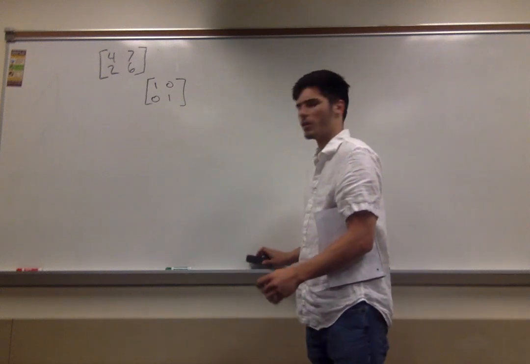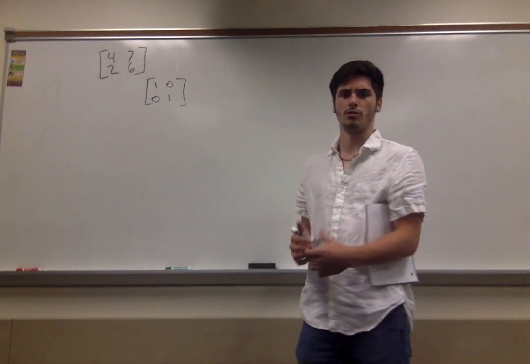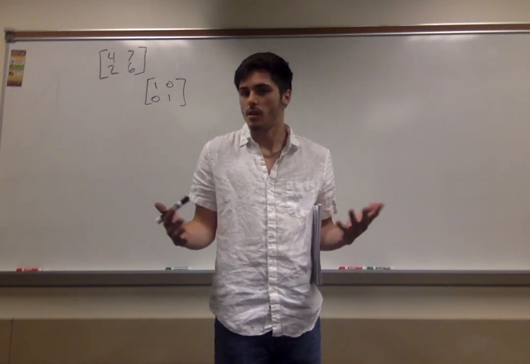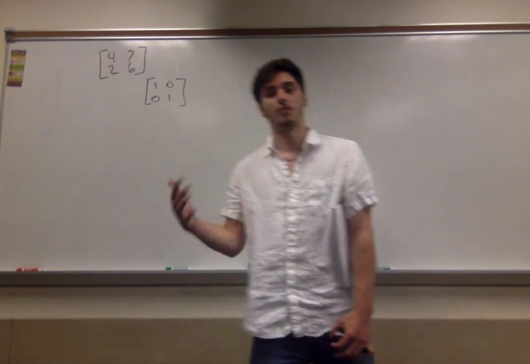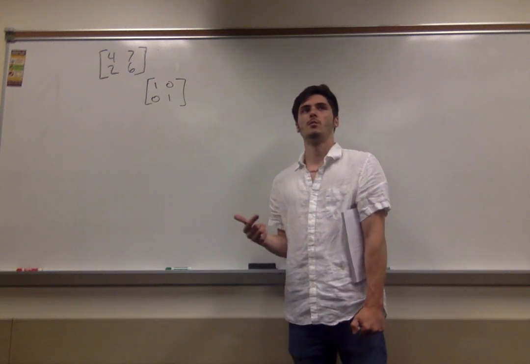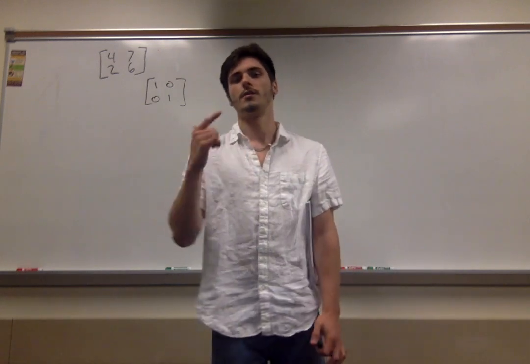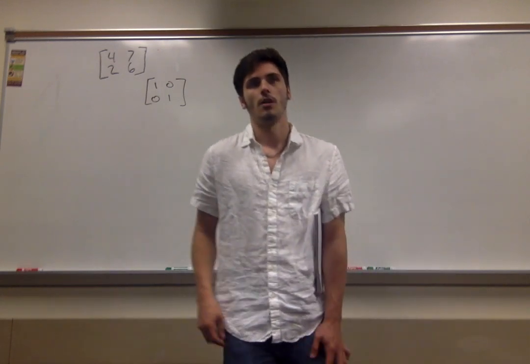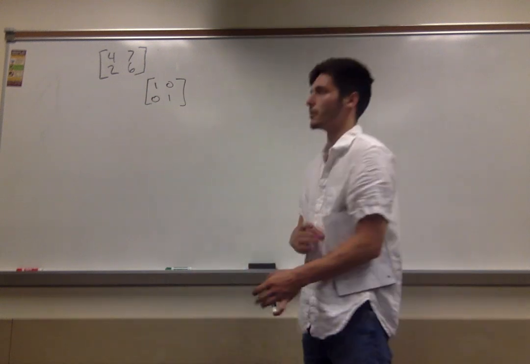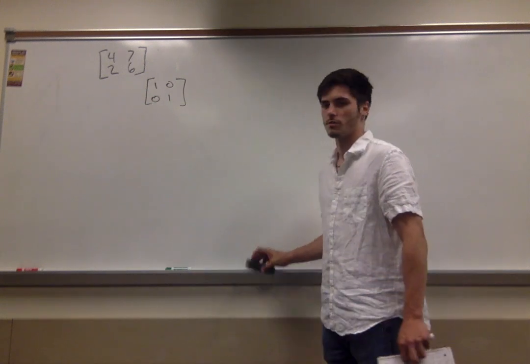And you might think, well, what's the identity matrix for a 3 by 2? Well, that's the thing. There is none. So identity matrices have to be square. And since the identity matrix has to be square, that also means that you can only find the inverse of a square matrix. Or at least that's what we're going to be doing. We're only going to be finding the inverse of a square matrix, okay?